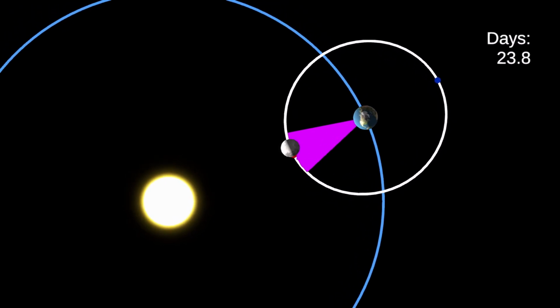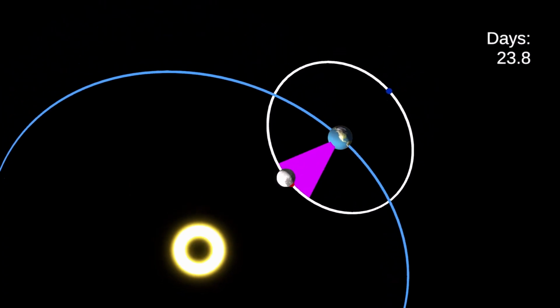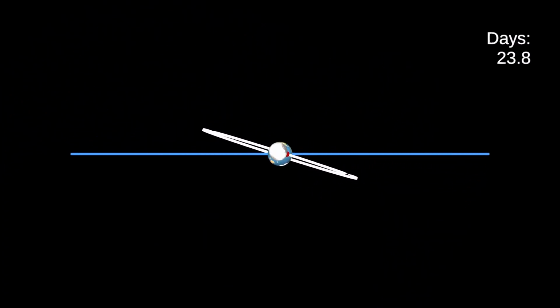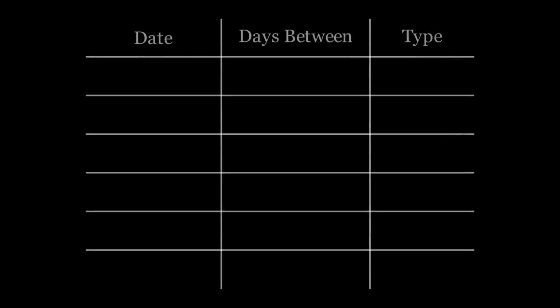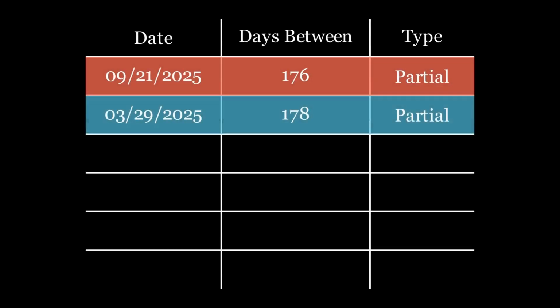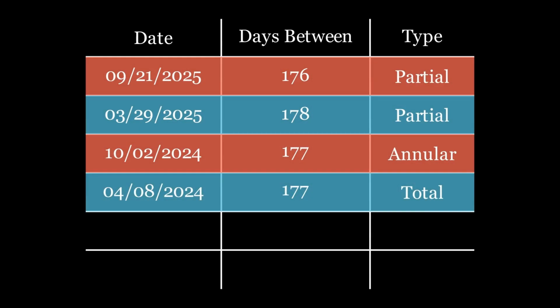Since new moons occur once every synodic month, or 29.5 days, each eclipse season is guaranteed to have at least 1 solar eclipse, with some seasons having 2 solar eclipses. If we look at the past several eclipses, we can indeed see 1 eclipse roughly every 6 months.